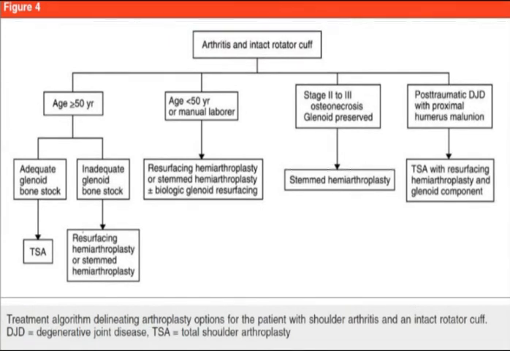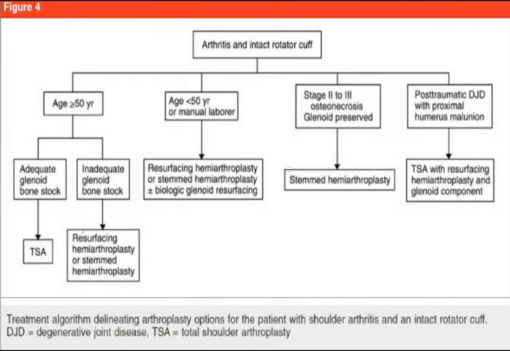Again, if there is AVN that's only involving the humeral head, the stemmed hemiarthroplasty is the way to go for the treatment. If there are post-traumatic changes and there is malunion, then resurfacing of the humerus with the resurfacing hemiarthroplasty is the option of choice for them. And the glenoid component can be done via TSA. You can do the biological glenoid resurfacing for them if they're young.